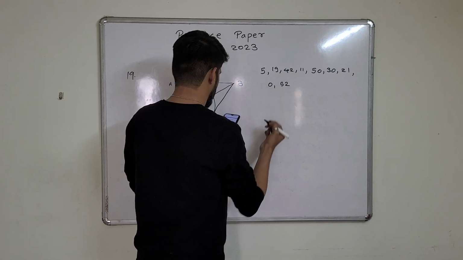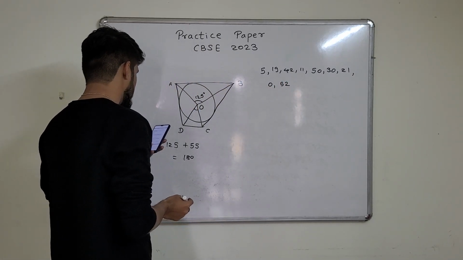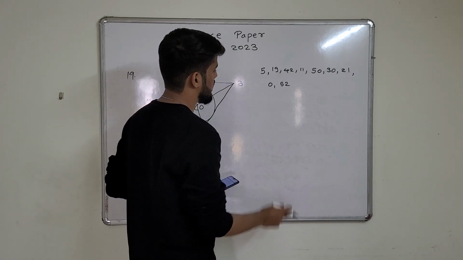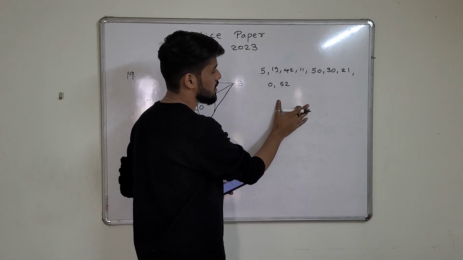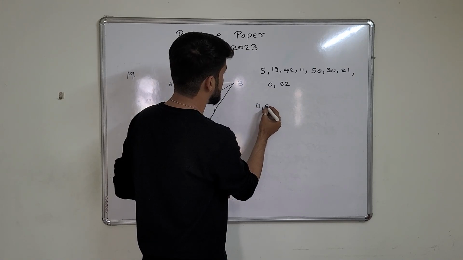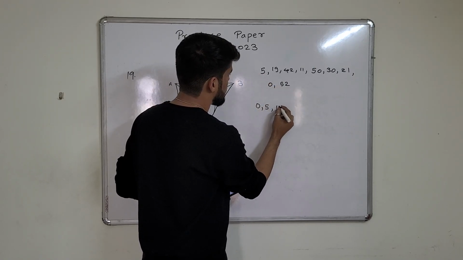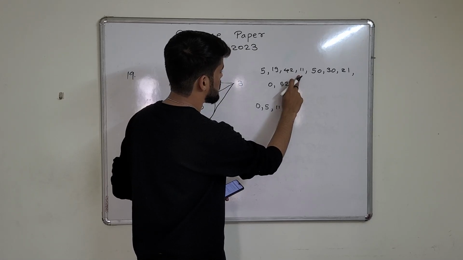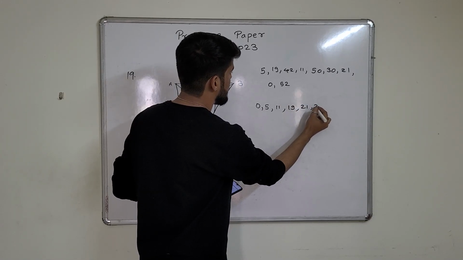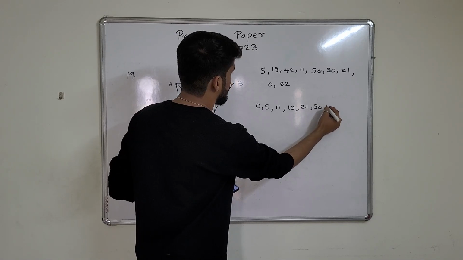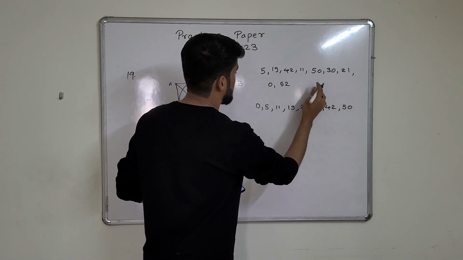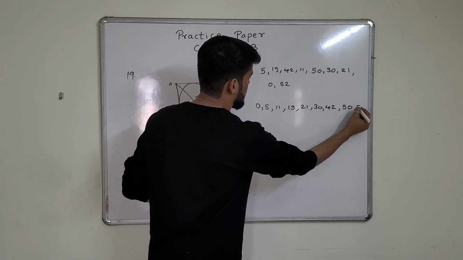0, 52. ओके, अब इसे हमें क्या करना पड़ेगा? We need to rearrange this data. कोई तो एक सीक्वेंस में ऑर्डर करना पड़ेगा, राइट? So we will write this in ascending form. तो असेंडिंग फॉर्म इसका हो जाएगा 0, then 5, then 11, उसके बाद आएगा कौन सा आएगा? 19, then 21, then 30, 30 के बाद आएगा 42, 42 के बाद 50, and 50 के बाद आएगा 52, right?